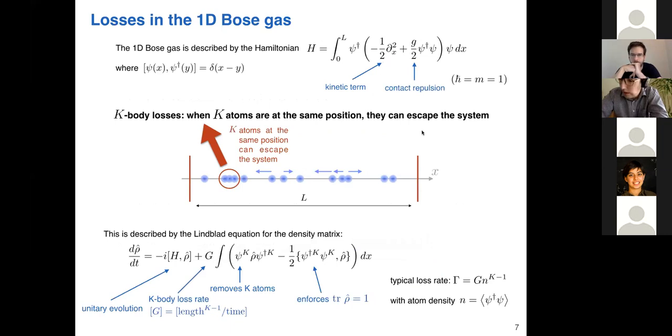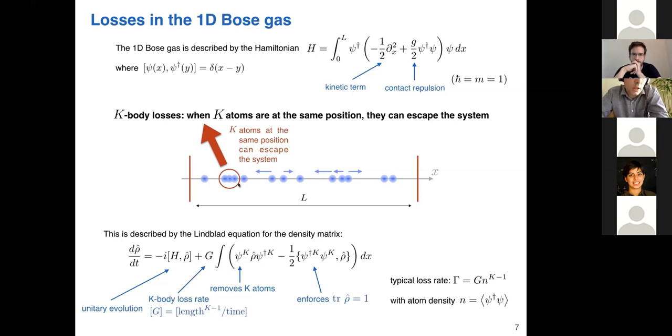So now I'm going to talk exclusively about the system that we are really interested in, which is the one-dimensional Bose gas. So it's described by this Hamiltonian here, known as the Lieb-Liniger Hamiltonian. So there's a kinetic term and a contact repulsion term. So when two atoms are at the same position, there's some positive energy. And this describes a gas of atoms, for instance, in a box. And so the Hamiltonian describes only the unitary part of the evolution. But what we want to do is to take into account losses.